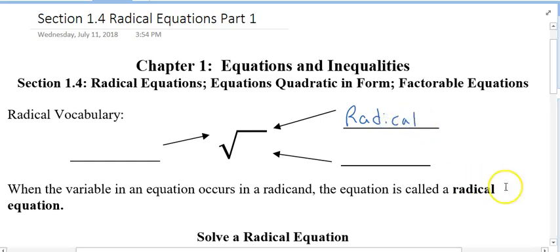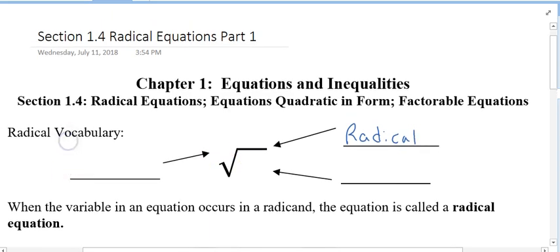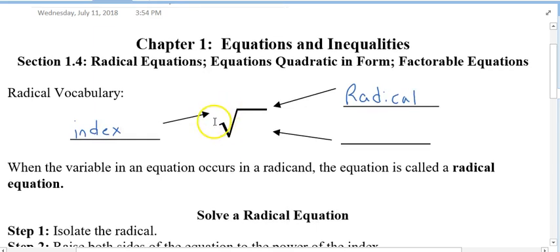Now, you notice that there is an arrow here that's pointing to a spot right here. That is what we call the index. Now, when the index is missing, such as in this case, that index is an understood 2, meaning the square root. However, if it's anything else, then it could be a different root that we're looking for, a cube root, a fourth root, a fifth root, but that index is how we tell.